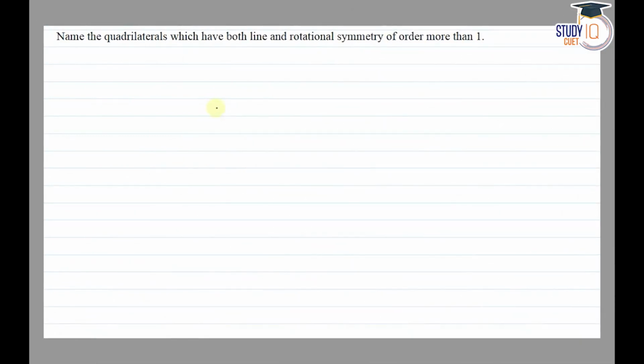Hello everyone. This question appears in Class 7th NCERT chapter of Symmetry. This is fifth question of its exercise 14.3. So the question says that name the quadrilaterals which have both line and rotational symmetry of order more than one.